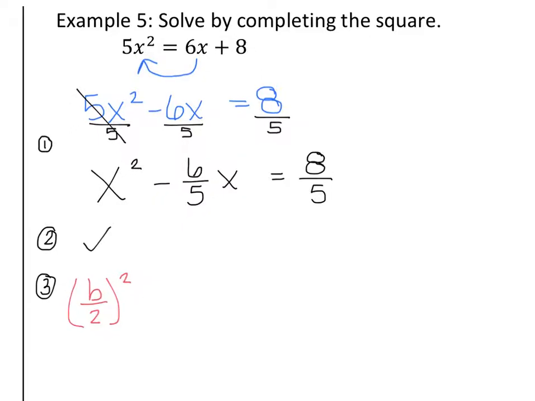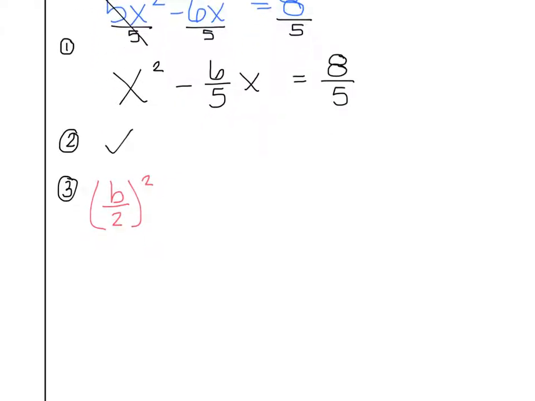So B is 6. B is negative 6 over 5. Now our 2, no matter what, is in our denominator, the divided by 2 from right here. So it stays in our denominator here. We're just going to put the 5 with it. We're supposed to square that. What can we do with that fraction on the inside?